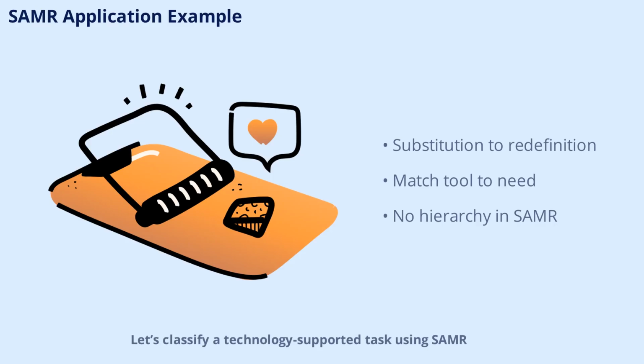Let's classify a technology-supported task using SAMR. If you use a digital worksheet instead of paper, that's substitution. If you add interactive features, that's augmentation. If students collaborate online to create a project, that's modification or redefinition. Remember, the goal is not to reach the highest level, but to match the tool to the learning need.